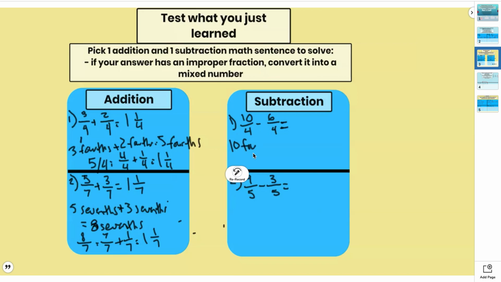Sorry, I just realized that it started to lose its sound here. So we're on the subtraction for number 1. We have 10 fourths minus 6 fourths.